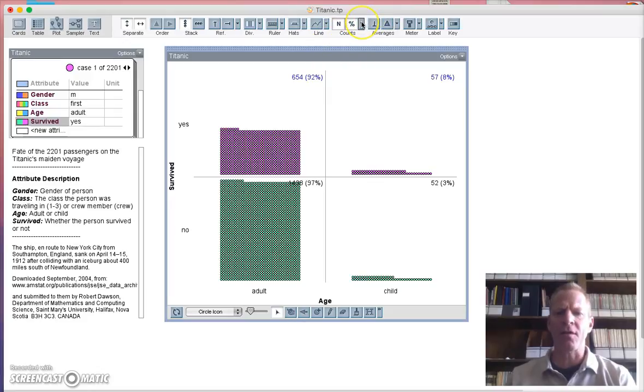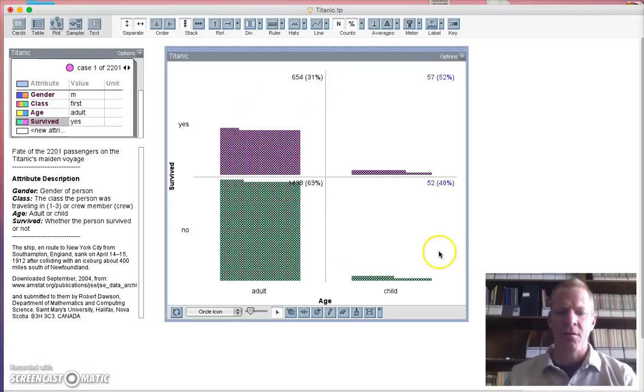There's another way to look at this, which is to change this. See how right here I just clicked on that, and instead of showing row percentages, which is what we have now, we're going to show column percentages. This is what we really want, because now we're seeing that, as the percentages go this way, 31% of the adults survived compared to 52% of the children survived. So that means that actually children are more likely to survive than adults.